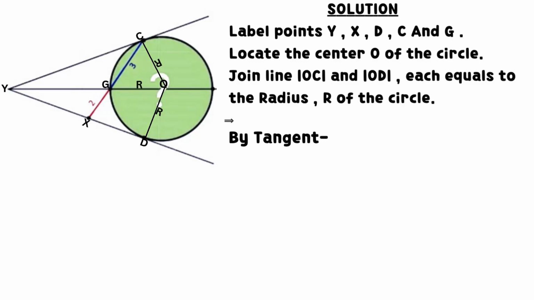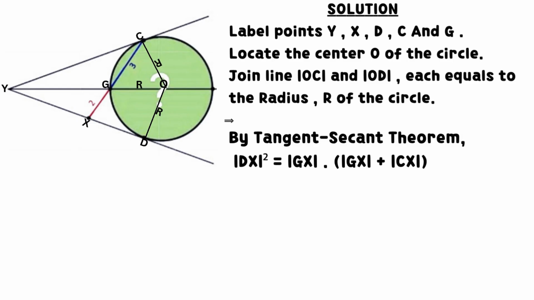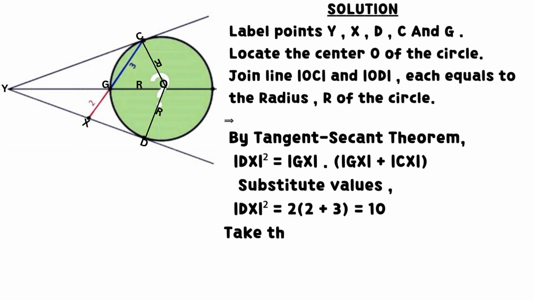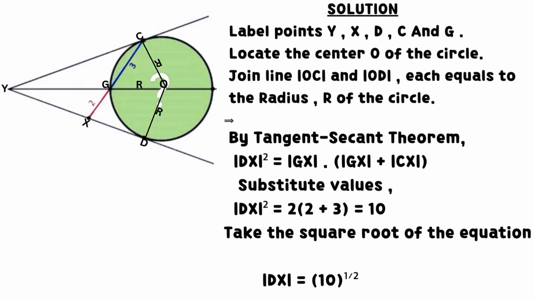By the tangent-secant theorem, the square of line DX equals the product of line GX and the sum of line GX and line CX. Substitute values. The square of line DX equals 10, as shown on the screen. Take the square root of the equation. Line DX equals the square root of 10.